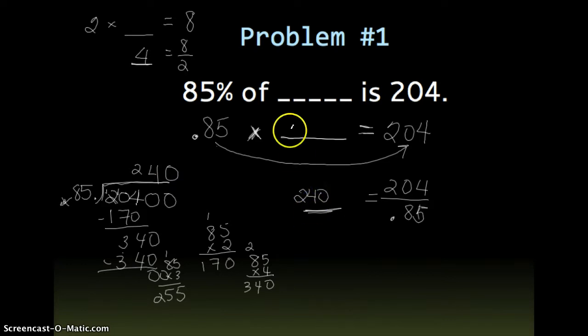So we can go back to see if this makes sense, right? So is 85% of 240 is 204. Does that seem like it makes sense? It does, so that seems correct. All right, let's try the second problem.